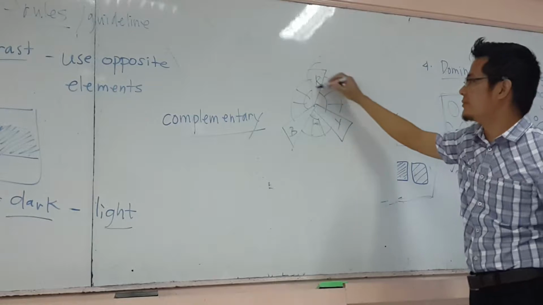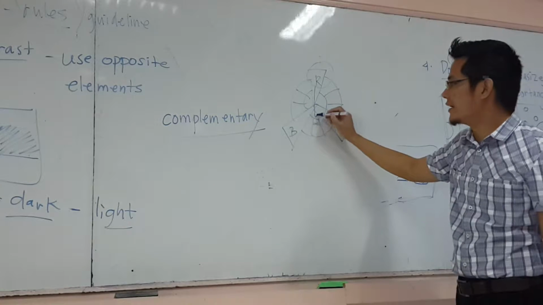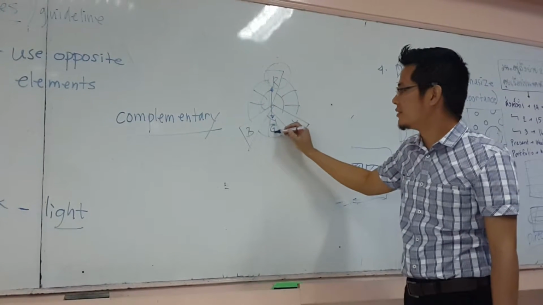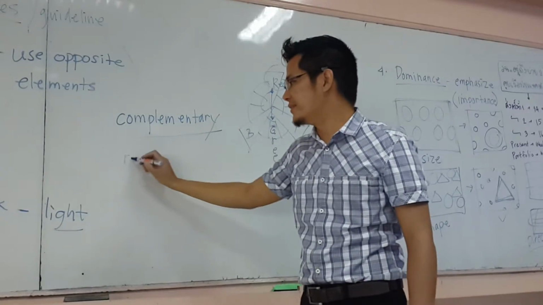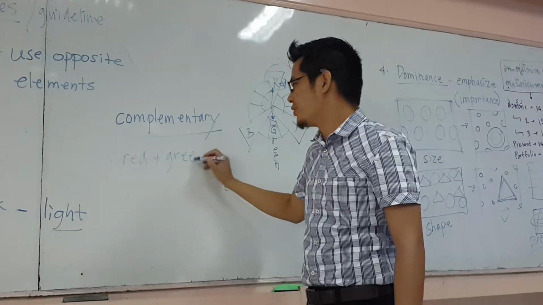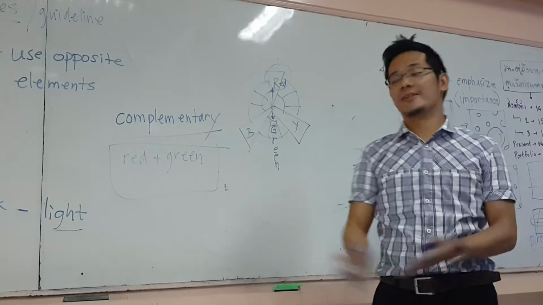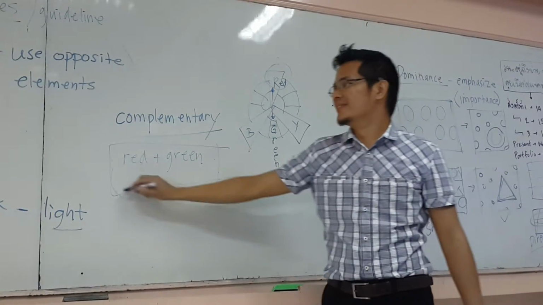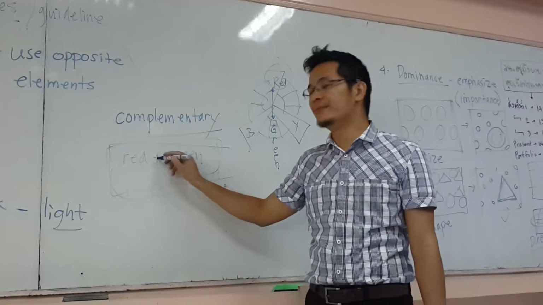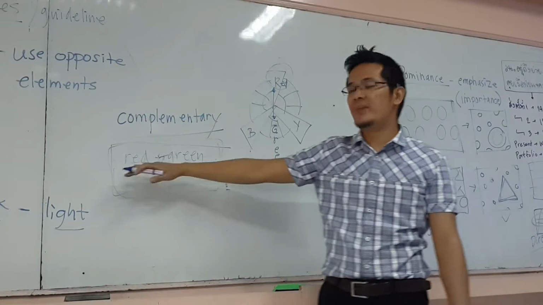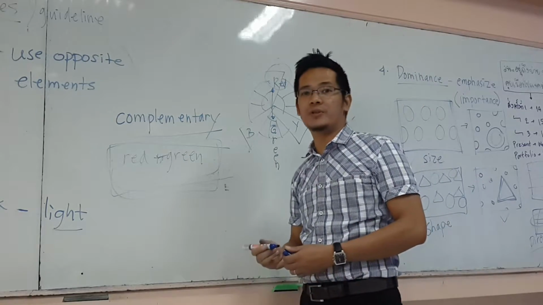Okay, so the example I gave you was primary color red. The opposite color of red is green. So when we use red plus green in our design, we create the colors of Christmas. Red and green are colors of Christmas, right? So when we use green together with the red, the red becomes more beautiful and the green becomes more beautiful, right?